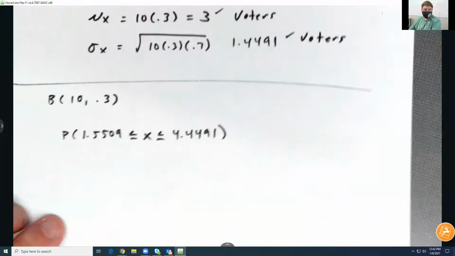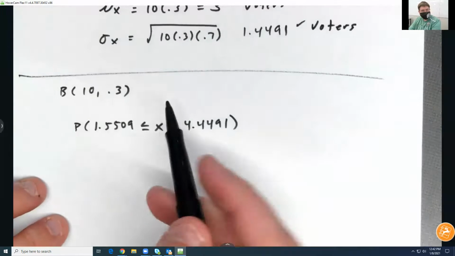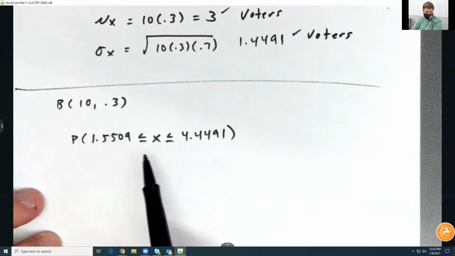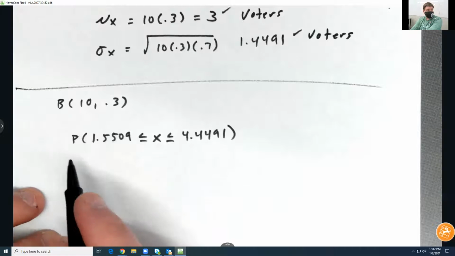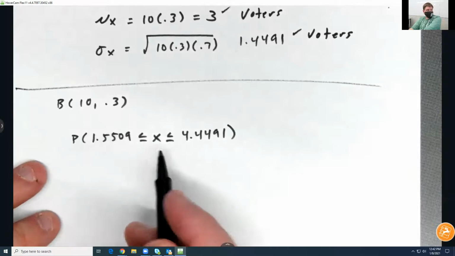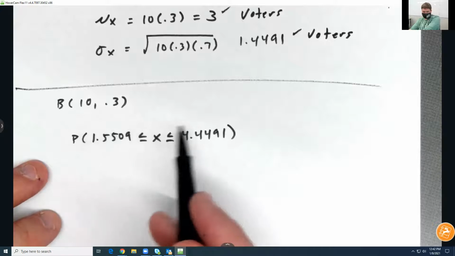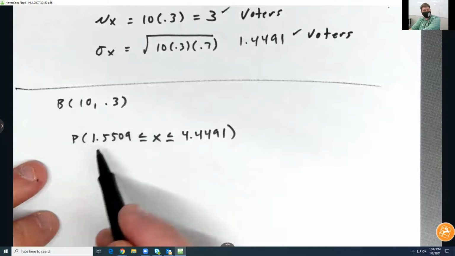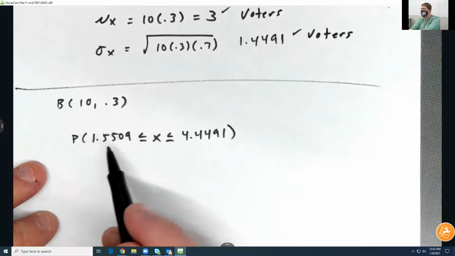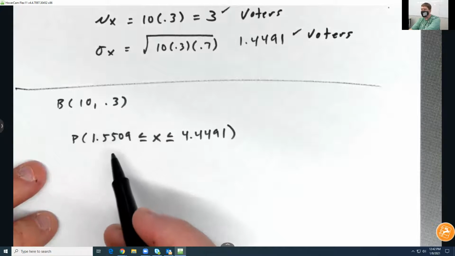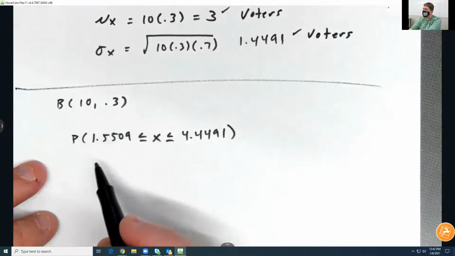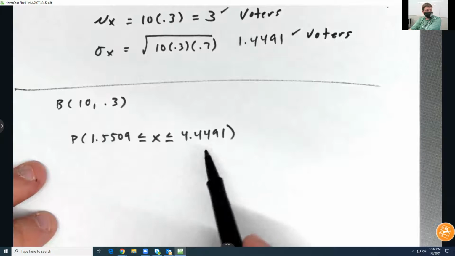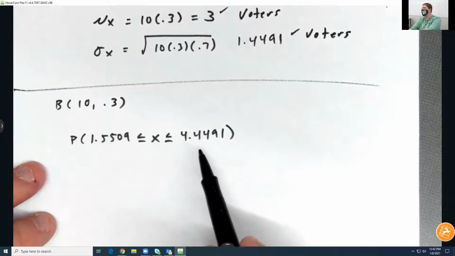All right, so when we're trying to find the probability of one standard deviation from the mean or one standard deviation from the average, these are the numbers that we're looking at. So we essentially want to know the probability that the number of Republicans I have is between this number and this number. Now, here's the problem. I can't type this into my equation. I can't type in 1.5509. This is discrete. Either you have one voter or you have two. Same thing over here. I can't type this into my calculator. Either I have 4 voters or I have 5.